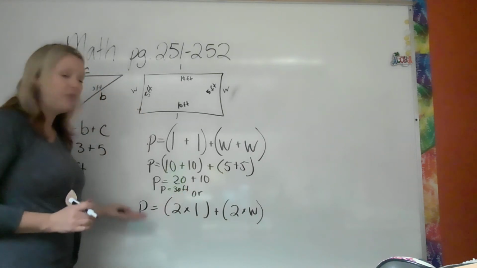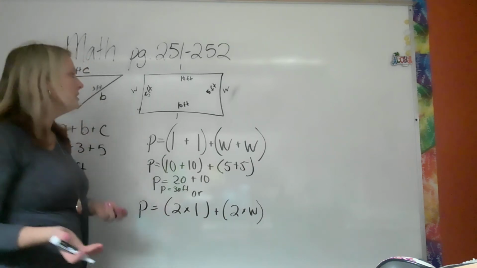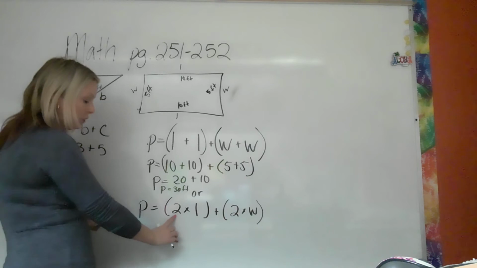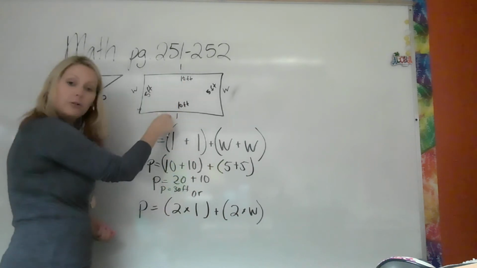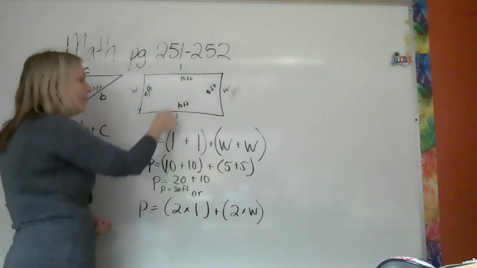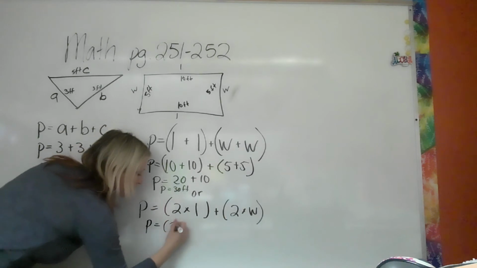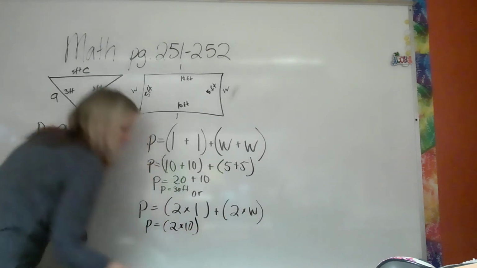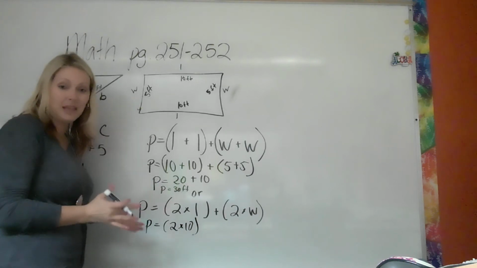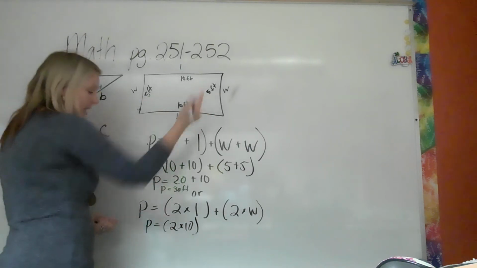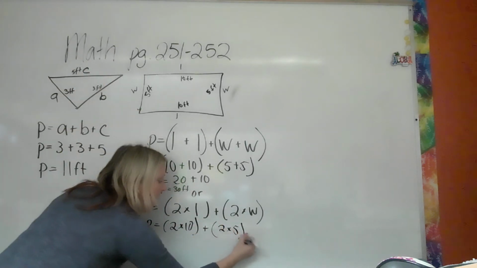Now we have the same thing if we use this equation, okay? Now this equation is a little different. The reason why it says 2 times L is because I have 2 sides that are length, right? So we know each side is the same, so we can have P equals 2 times 10, right? And then we have 2 sides that are width that are exactly the same as well, 5 feet each. We can say plus 2 times 5, right?